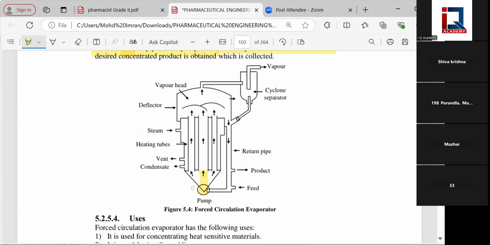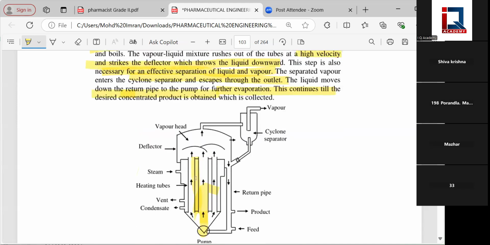So what's happening here? The pump is pushing the liquid towards the heated tubes, and these tubes are very narrow, 0.1 diameter. So velocity will be high. High pressure liquid is coming out of these pumps.